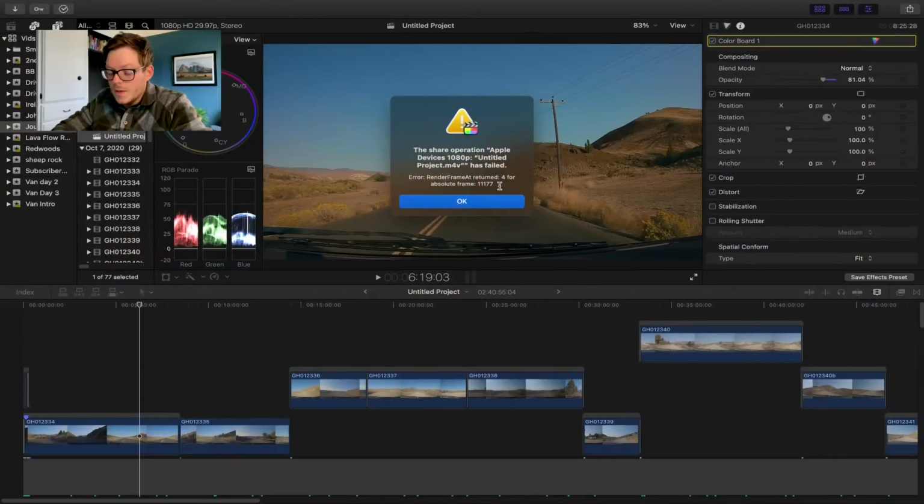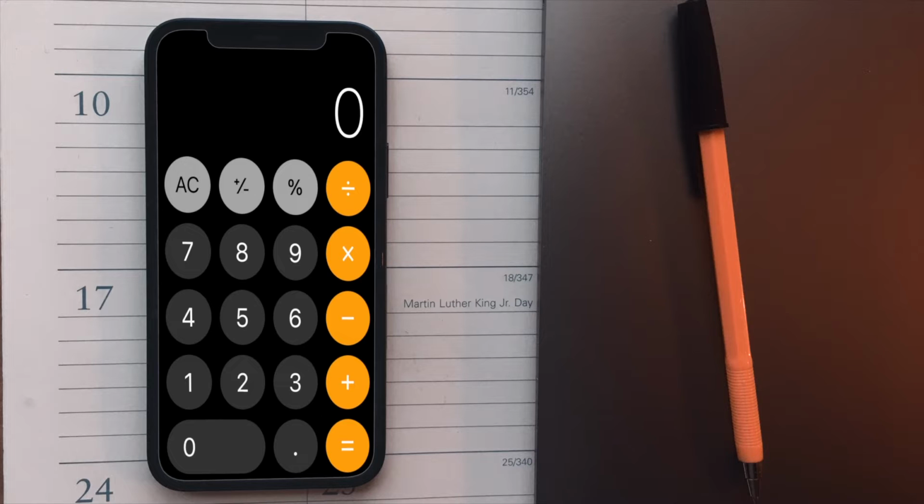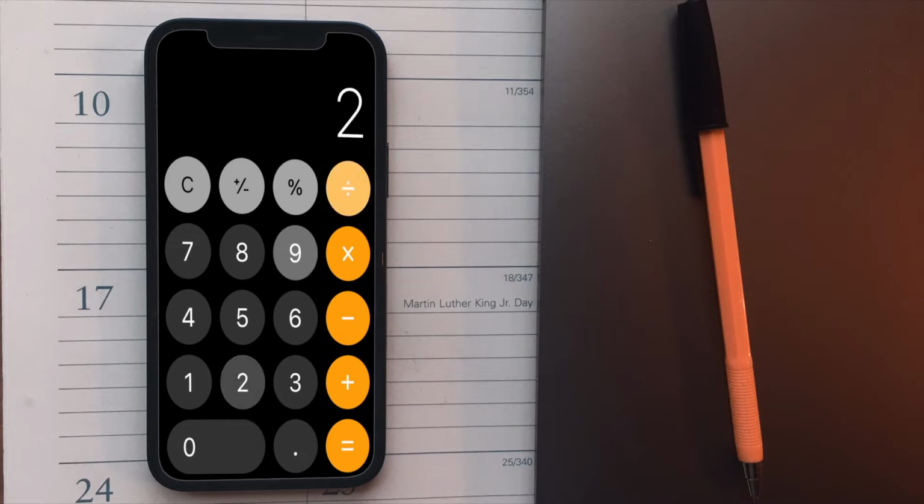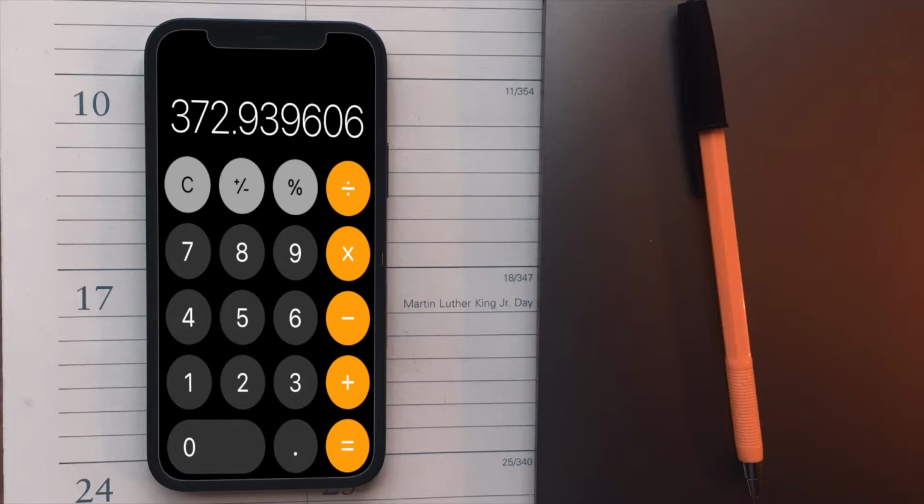That's about it. So if you just go into your calculator and you see what frame it is, it's telling you it's 11177. I'm exporting my video at 29.97 frames per second. So you divide those frames, 11177 divided by 29.97 equals 372.9 whatever. And then you take that and you have to divide it by a minute, so 60 seconds.